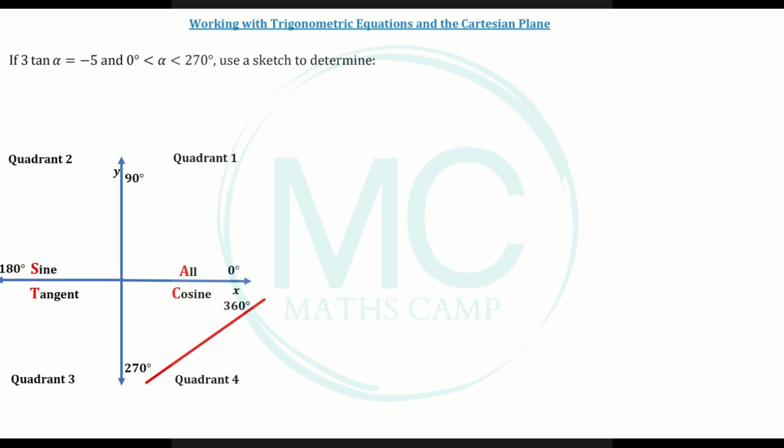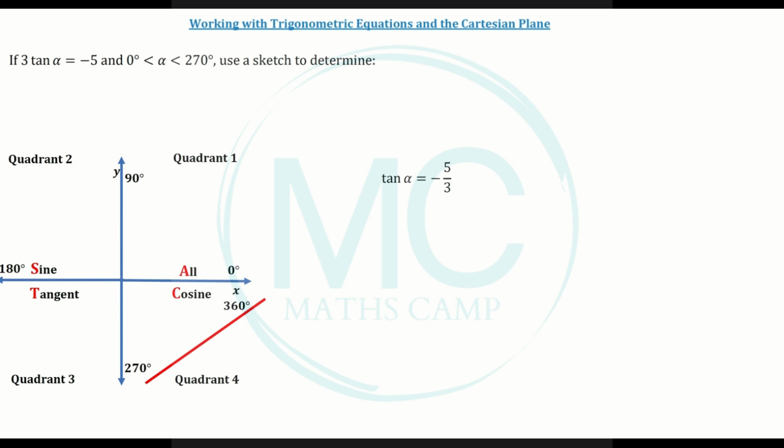The only other information the question tells us is that 3 tan theta is equal to -5. So we can now use this to determine which quadrant we need to focus on. Let's make tan alpha the subject of the equation. So all we have to do is divide both sides by 3, and we get tan alpha is equal to -5/3.